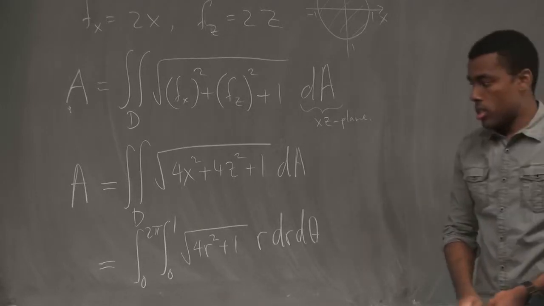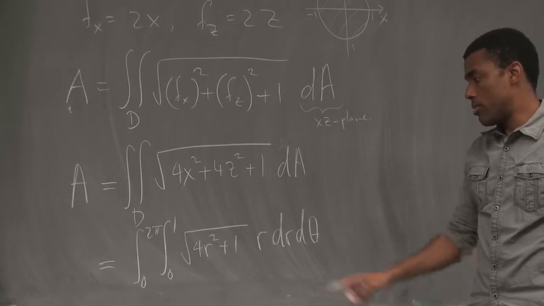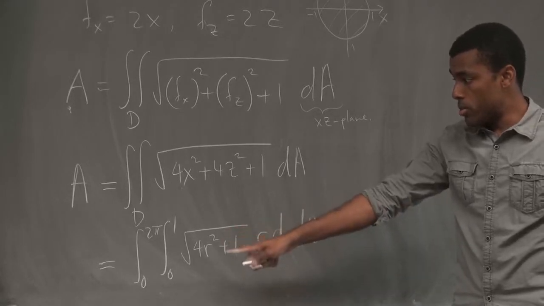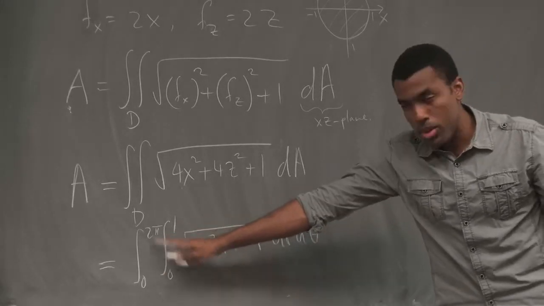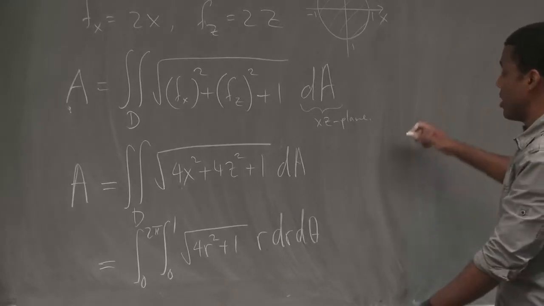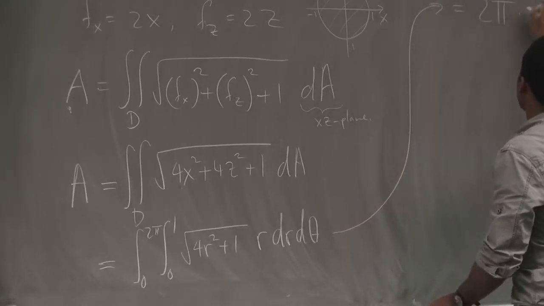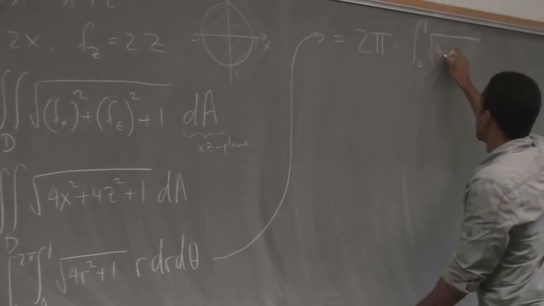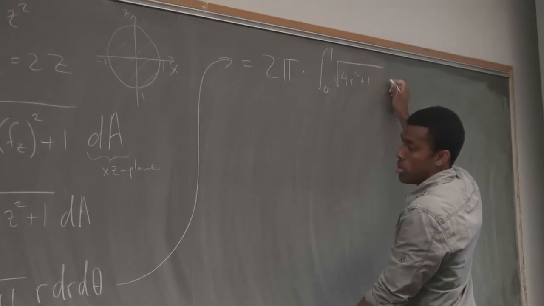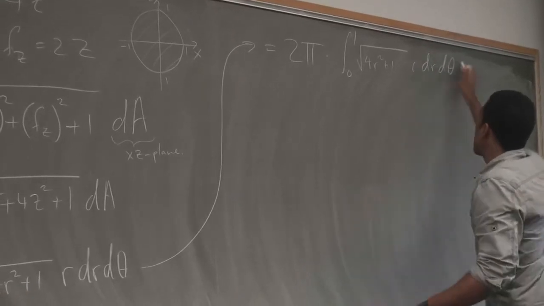If it were just r squared, it would still have to be an r plus 1, and we could do it. Okay. So here, there are no thetas represented in the integrand or the limits, so I could actually evaluate the theta integral first and get 2 pi. So it's just 2 pi times the integral from 0 to 1 of the square root of 4r squared plus 1, r dr.